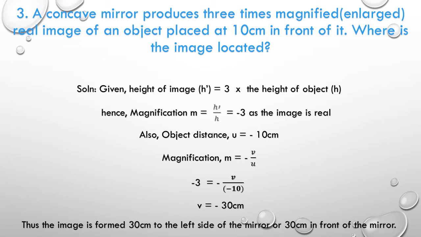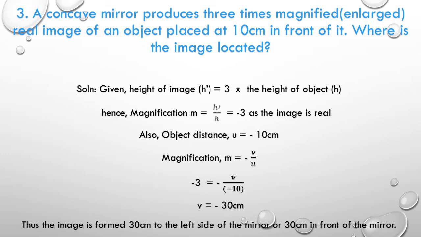Also, object distance. Where is the object? The object is placed at 10 cm in front of the mirror. So, u will be -10 because we have to apply sign convention and then write the data. So, u is equal to -10 cm. Now, which equation are we going to take? That is, m is equal to -v by u. So, -3 is equal to -v by -10, and when we cross multiply, we get -v is equal to 30, or v is equal to -30 cm.